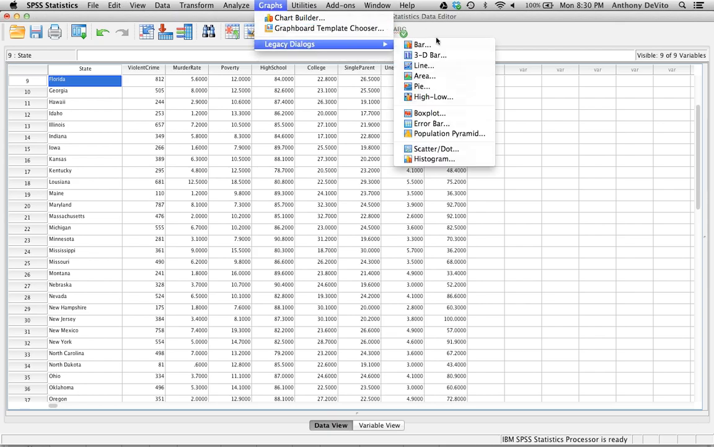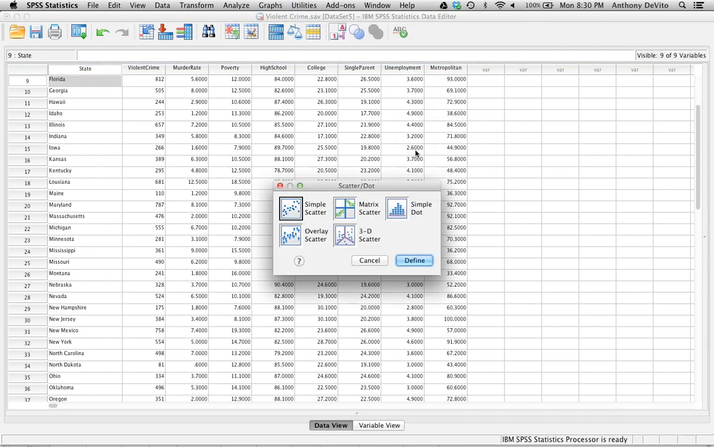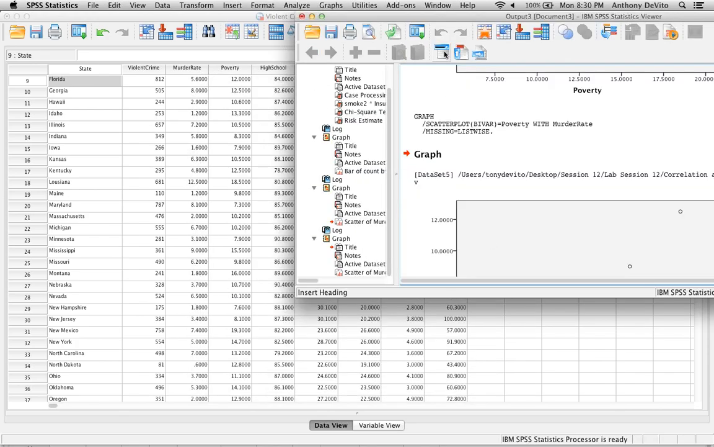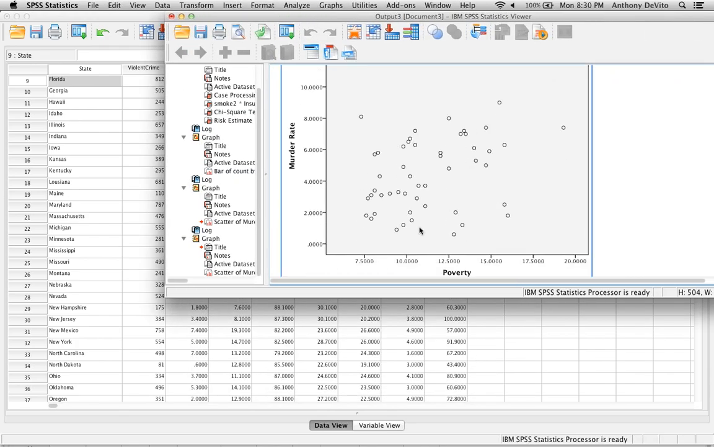I'm about to finish, so try not to fall asleep while I just do this one last thing. Okay, so now this is going to be a little bit more dramatic here. And you can see that as poverty rate goes up, murder rate goes up also. Okay, there's an association between them.